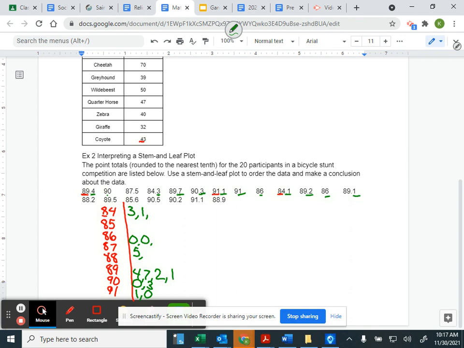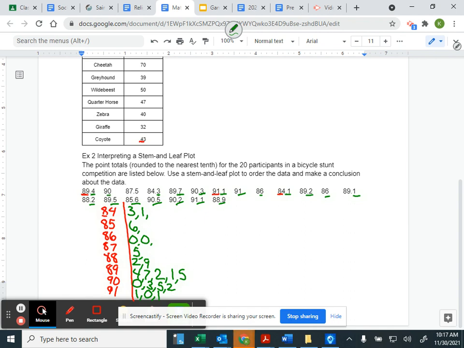89.1, 88.2, 89.5, 85.6, 90.5, 90.2, 91.1, and 88.9. So you just have to go through and systematically make sure you're putting each leaf in there.